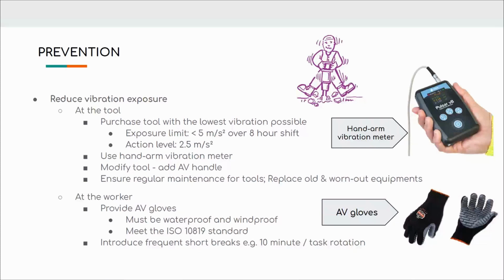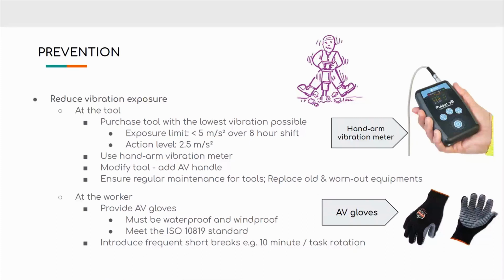There are several preventive measures that can be taken. First is vibration exposure reduction at the tool. Purchase tools with the lowest vibration possible. Exposure limit lower than 5 meters per second squared over a 5-hour shift. Action level 2.5 meters per second squared. Also, the vibration level can be measured using a hand-arm vibration meter. And we can modify tools as well, such as adding AV handles. And we have to ensure regular maintenance for tools and replace old and worn out equipment.